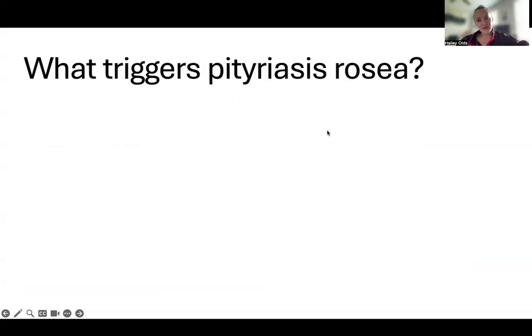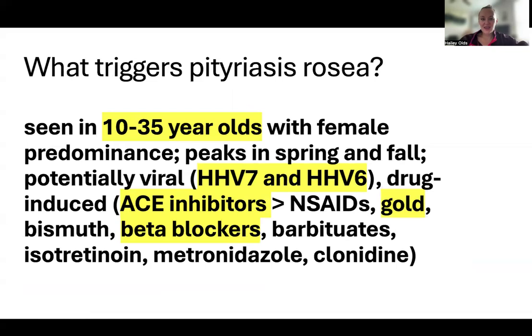What are triggers for pityriasis rosea? Most commonly HHV6 and HHV7, but it can also be drug induced, can be caused by ACE inhibitors, gold, beta blockers, those are the main ones. And this is usually seen in younger people, so 10 to 35 years old, in the spring and fall.